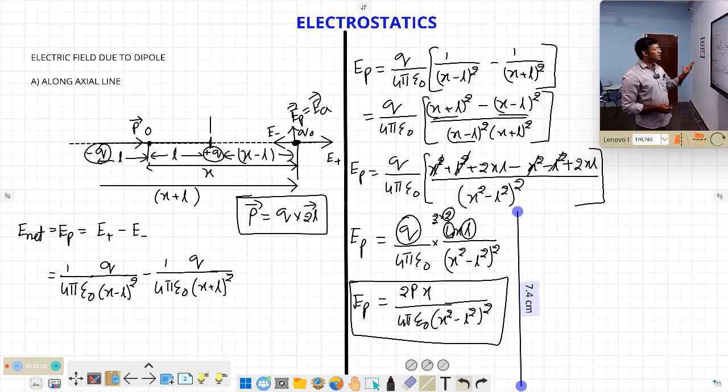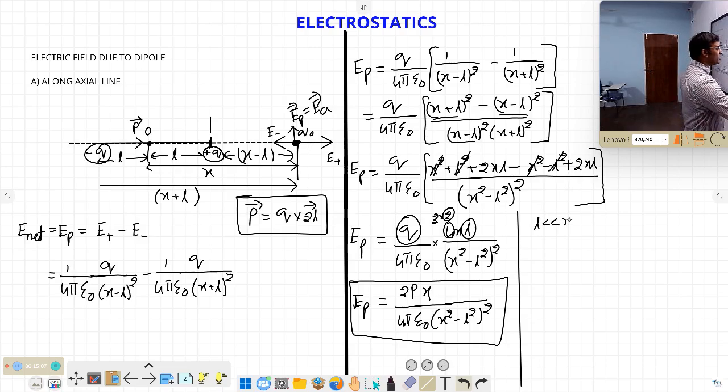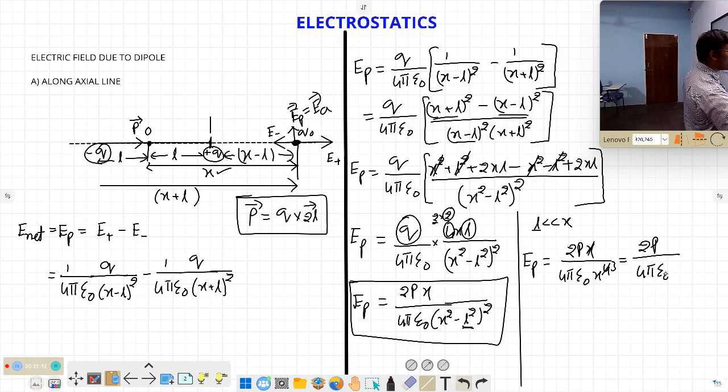Now in this case, the dipole length is very small. If the length of the dipole is much smaller than the distance x of the point chosen to calculate the electric field, that means x is very big compared to L. L is very small, so in that case the L value you can take as almost 0 in the expression. So the electric field due to the dipole is 2px by 4 pi epsilon naught into x power 4, since L is 0. If you cancel, you are going to get 2p by 4 pi epsilon naught x cube.